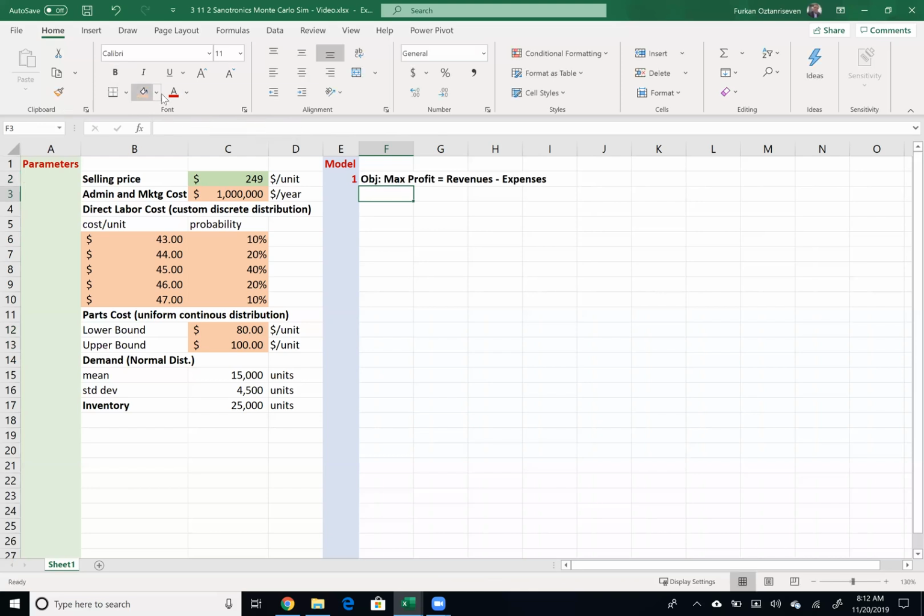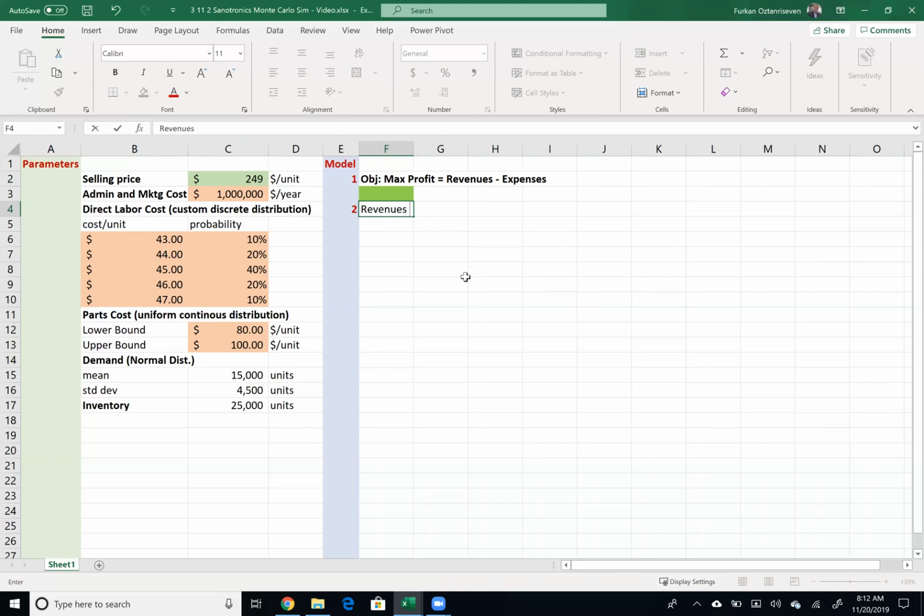So I will calculate my objective function value right here, and I like to use green color to represent my objective. So the second step is, since I'm stuck here because I don't know the revenues, I don't know the expenses, I would like to go step by step and deal with each of them at once. So first I would like to focus on revenues so that I can then focus on expenses, then calculate my profit. So how would I calculate revenues?